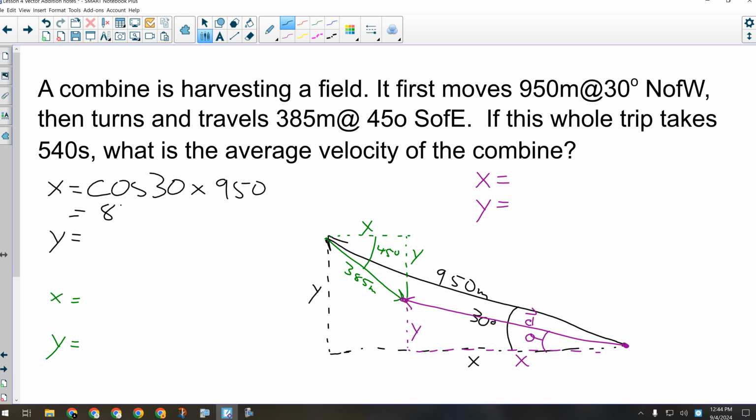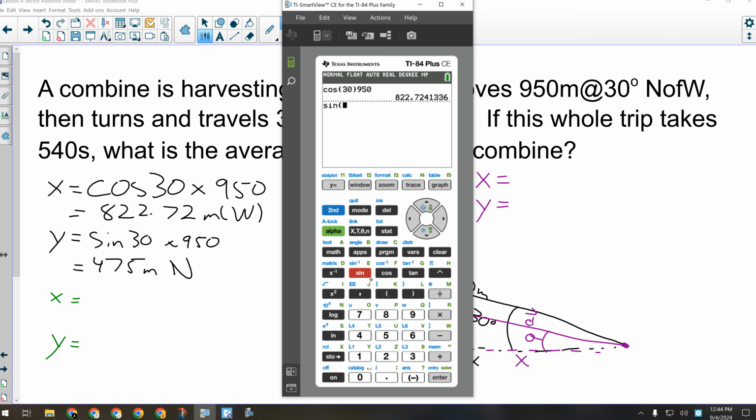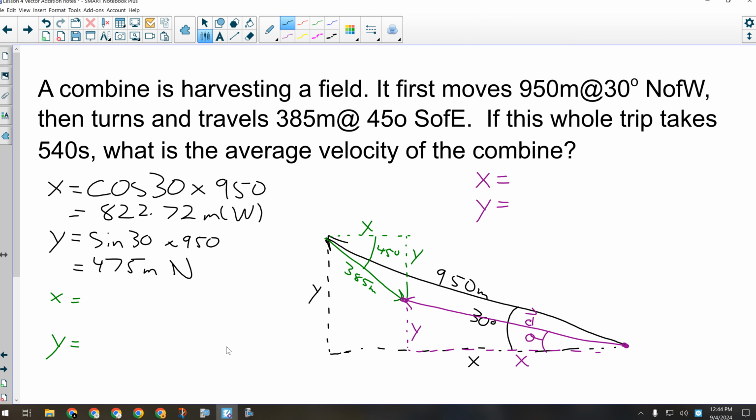822.72 meters west. For y, sine of 30, because it's the opposite side, times 950, that should be 475 meters north, if my mental math is correct. Sine of 30 times 950, yeah, 475. So that's meters, and that's north.